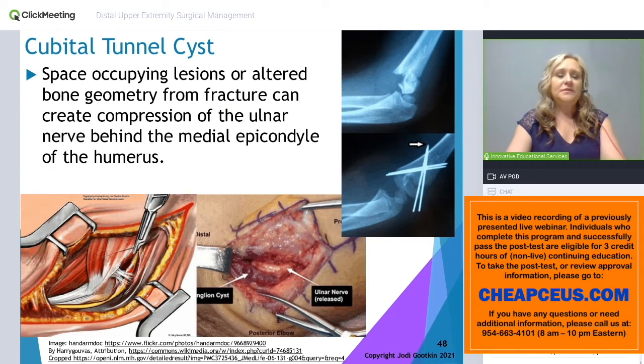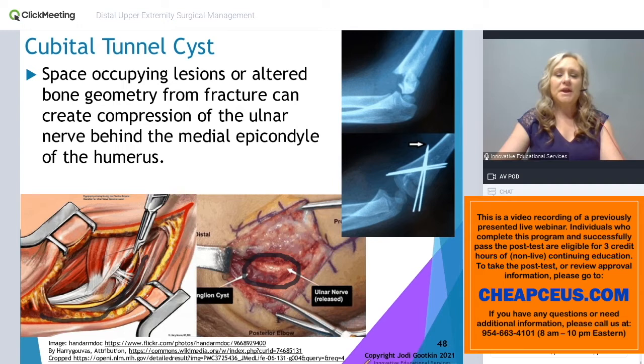This is an example of a patient with a cubital tunnel cyst. We know in this area the ulnar nerve is coming down. This particular patient has a cyst in that area that's compressing on it that needs to be removed.